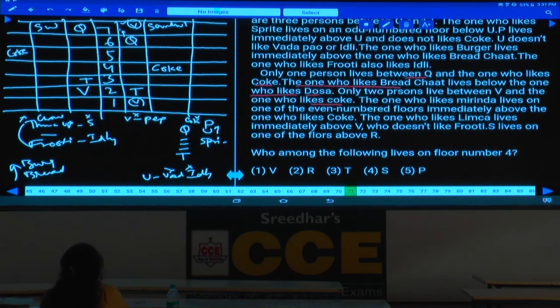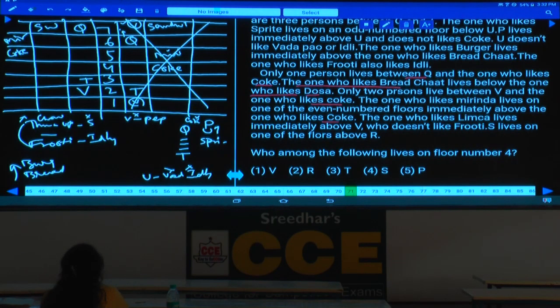Now, the one who likes Miranda lives on one of the even number floors immediately above the one who likes Coke. Immediately above the one who likes Coke is Miranda. If you take both these 2 cases, Miranda will be here, isn't it? Immediately above Coke. Here also Miranda will be here. But in case 1, the one who likes Miranda is on an odd number floor, whereas in case 2 we have an even number floor, and this case is ruled out as of now. Clear? Finally, we are left with only one case. Though we started with the 2 cases separately, the one who likes Miranda must be on an even number floor immediately above the one who likes Coke, and in the first one it is not possible, so we are left with only the second one.